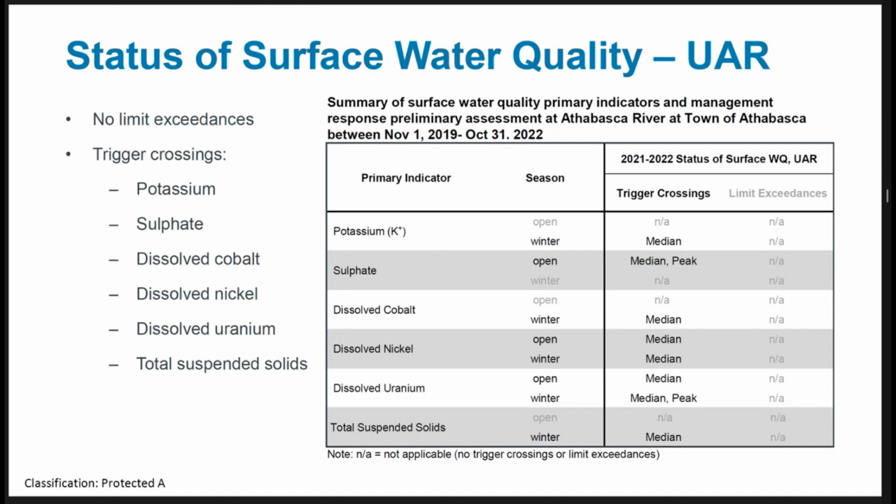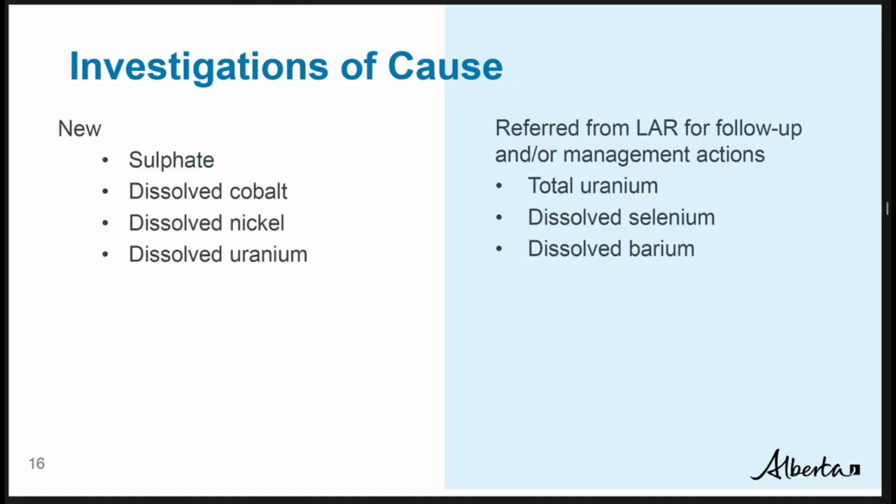For the first reporting period since this framework came into effect, which included water quality up to the end of 2022, no limit exceedances were observed. However, trigger crossings were identified for potassium, sulfate, dissolved cobalt, dissolved nickel, dissolved uranium, and total suspended solids. Preliminary assessments were completed on all these indicators crossing triggers to identify significant undesirable trends that would prompt an investigation of cause. Next slide.